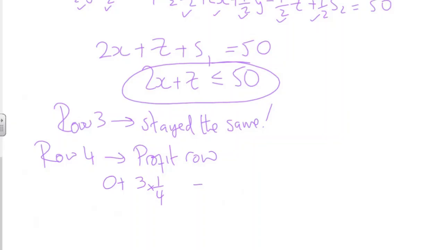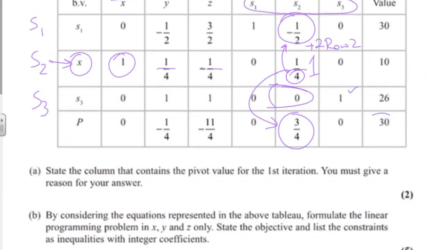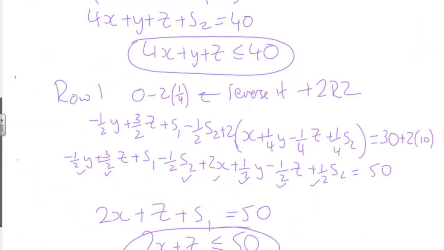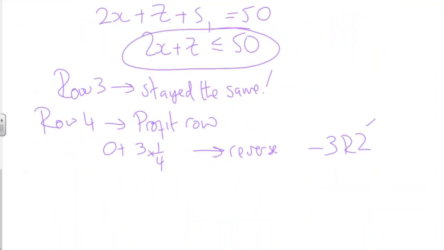So to reverse that, I'm going to do minus 3 lots of row 2. There. You can see with this one as well, your P value originally was 0. So you can see that you've added on 3 lots of the pivot row. So you're going to be taking away 3 lots of the pivot row. So once again, you've got another confirmation that I need to do minus 3 lots of my pivot row.